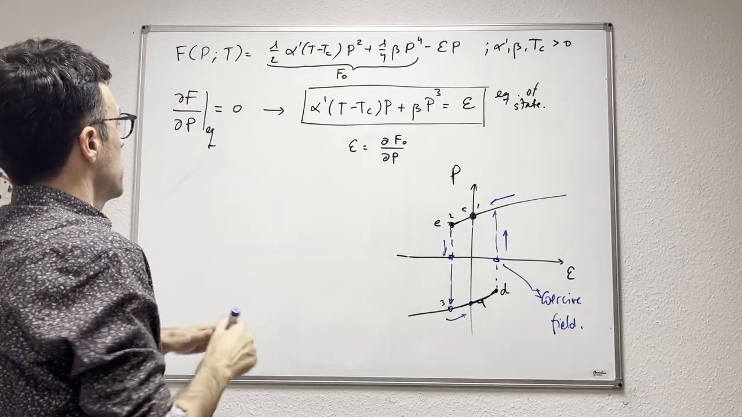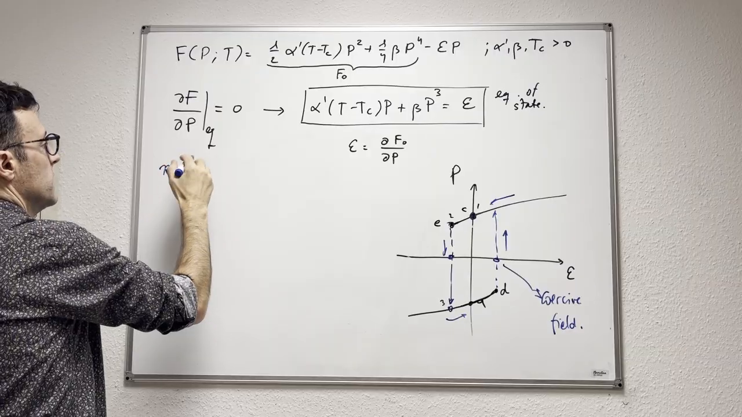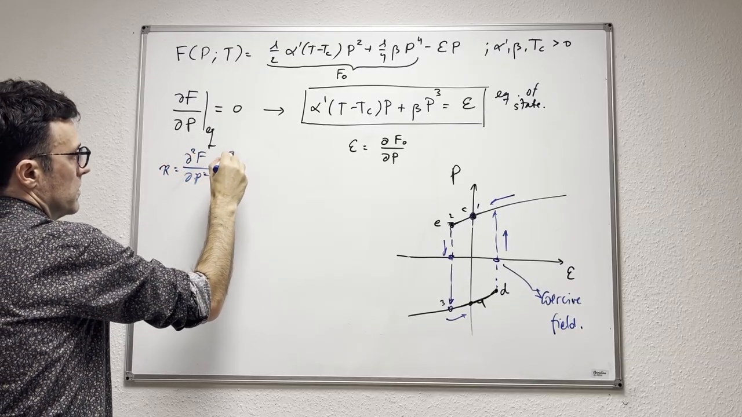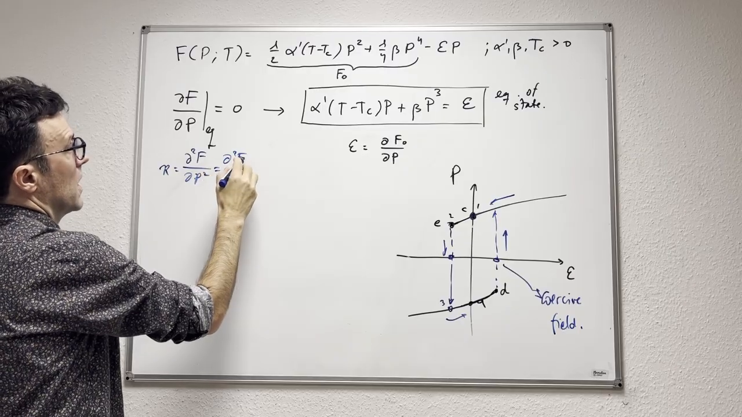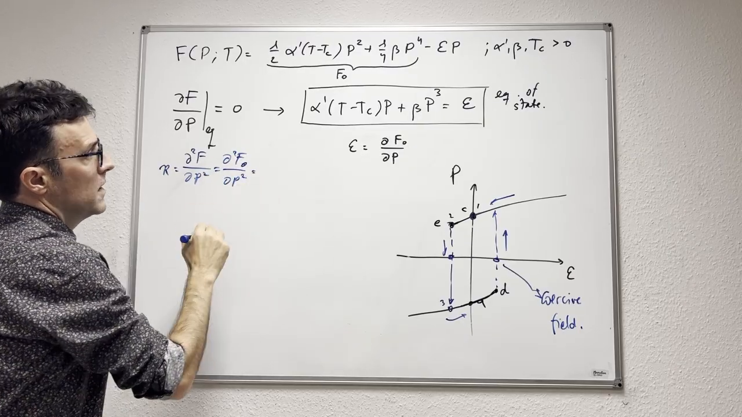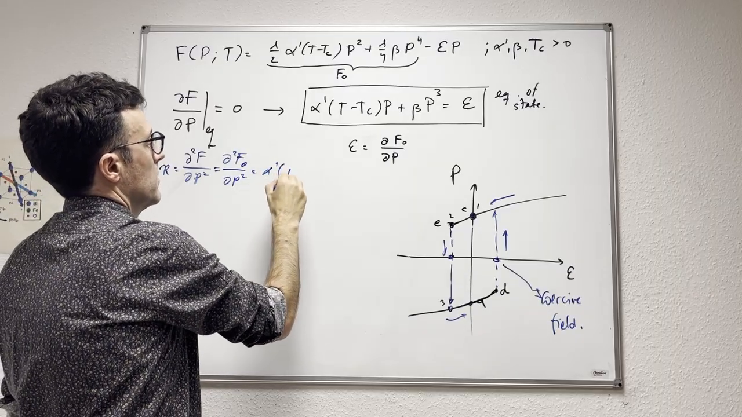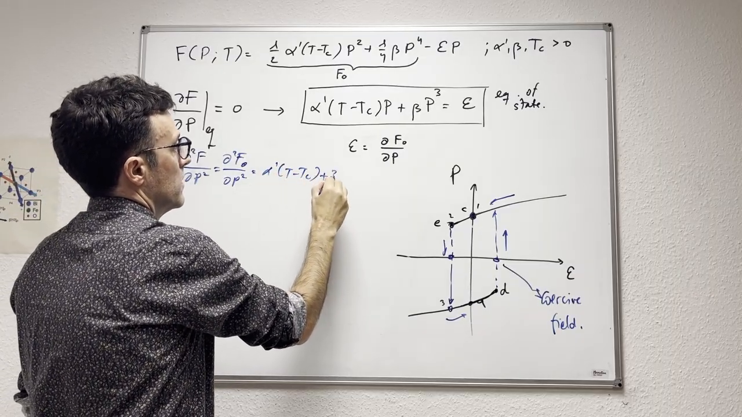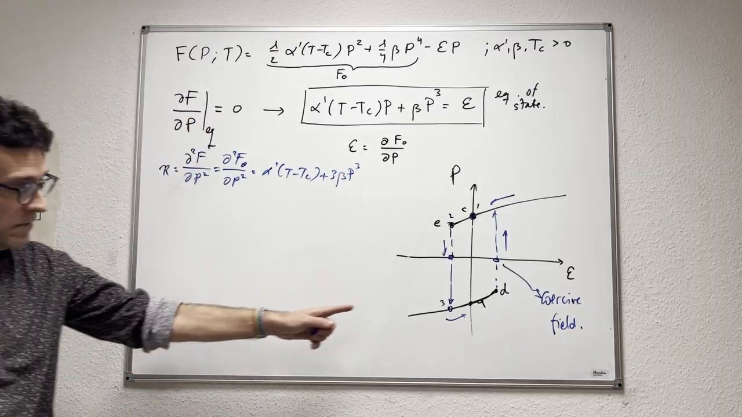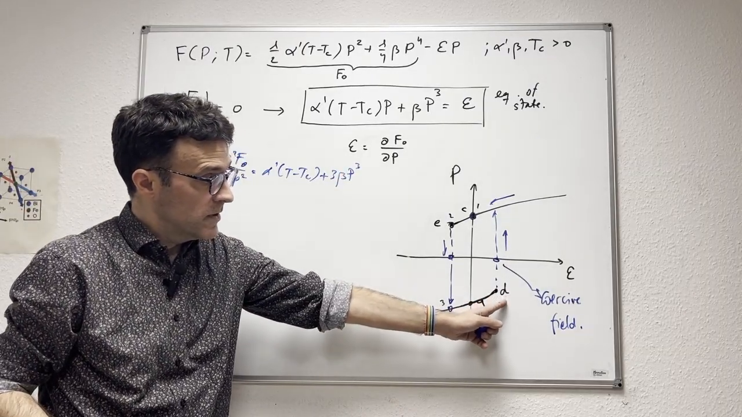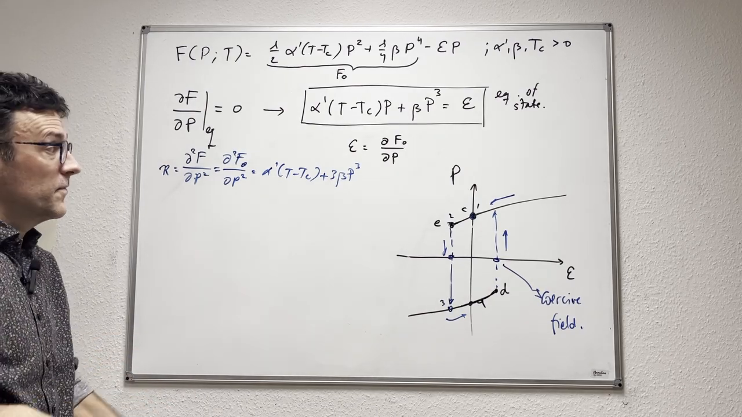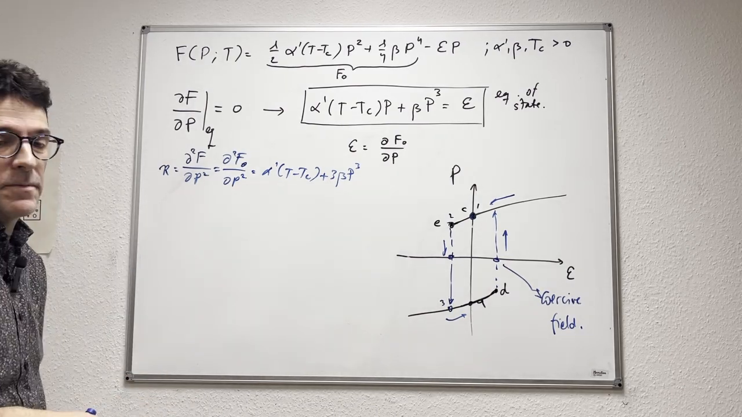So we had the equation of state. We have the stiffness, the second derivative of f with respect to P two times, which coincides with the second derivative of what I have called f0 with respect to P two times. It's a very simple thing: alpha prime (T minus Tc) plus 3 beta P cubed. And so the condition to be at the coercive field is that when the field is the coercive field, this kappa is equal to 0.